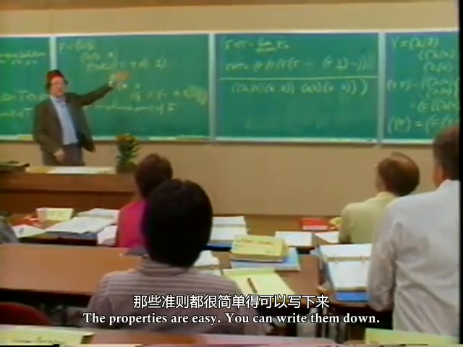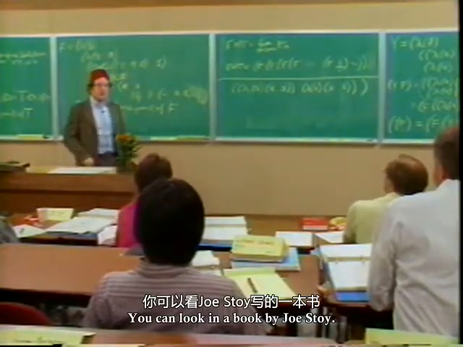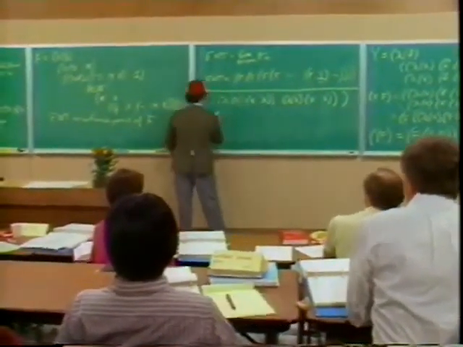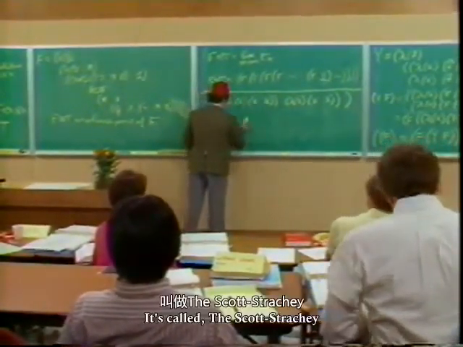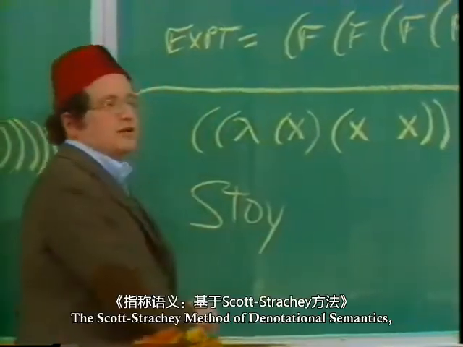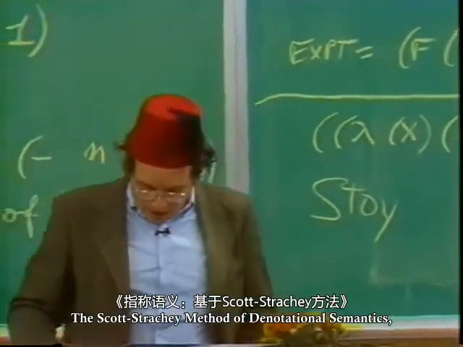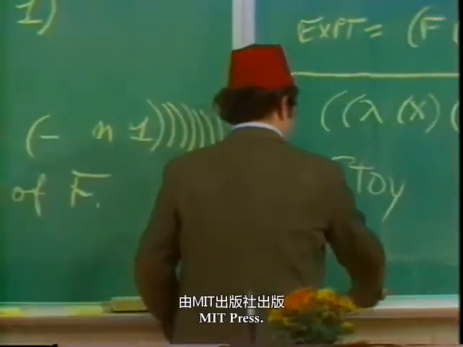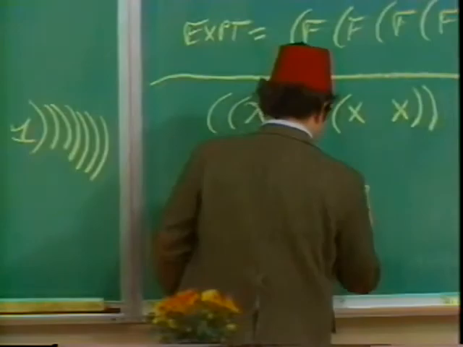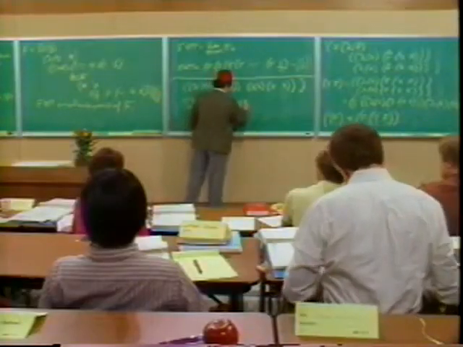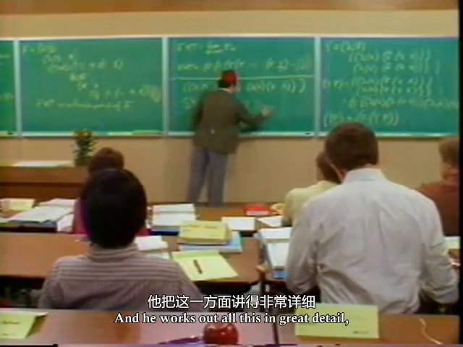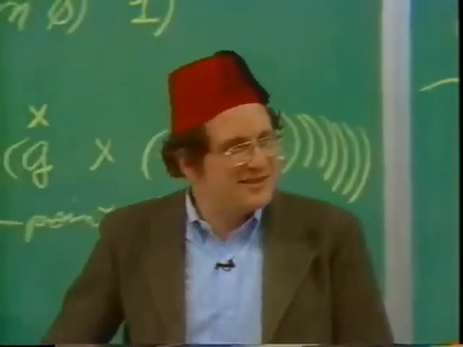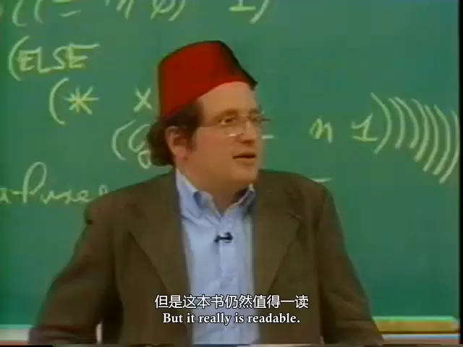The properties are easy. You could write them down. You look in a book by Joe Stoy. It's a great book. It's called The Scott-Strachey Method of Denotational Semantics, by Joe Stoy, MIT Press. And he works out all this in great detail, enough to horrify you. But it really is readable.